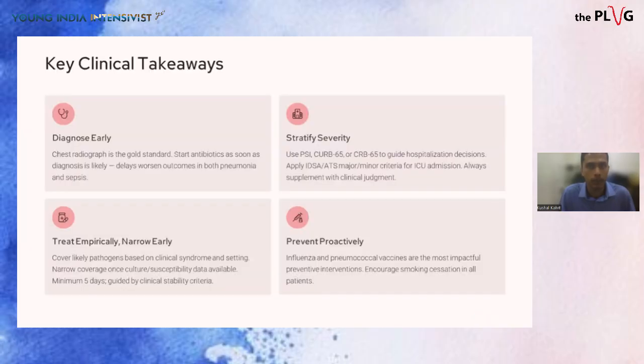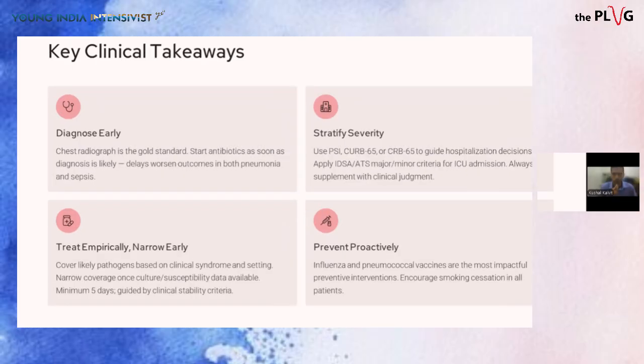So key takeaways from my talk, I would say: diagnose early. Chest radiograph is the gold standard. Start antibiotics as soon as you diagnose a bacterial pneumonia. But obviously stratify severity. You can use different scoring systems and guidelines to decide whether you need to admit a patient or you can treat as an outpatient. First treat empirically, then narrow as early as possible. Minimum 5 days of antibiotics is enough in most cases, if the bacteria is susceptible and there is clinical improvement by day 3. And also prevent proactively with influenza and pneumococcal vaccination. Encourage smoking cessation in every consultation. Thank you.